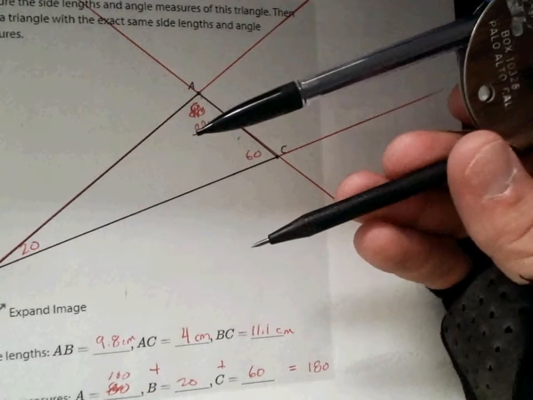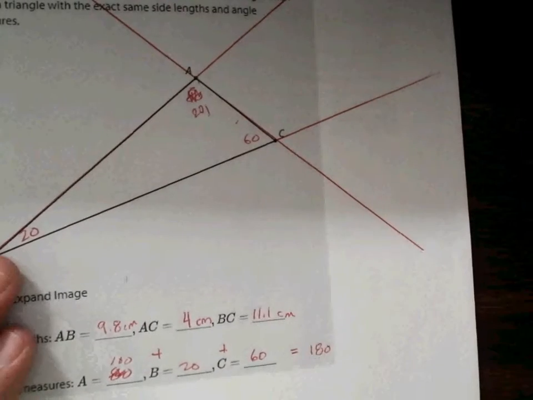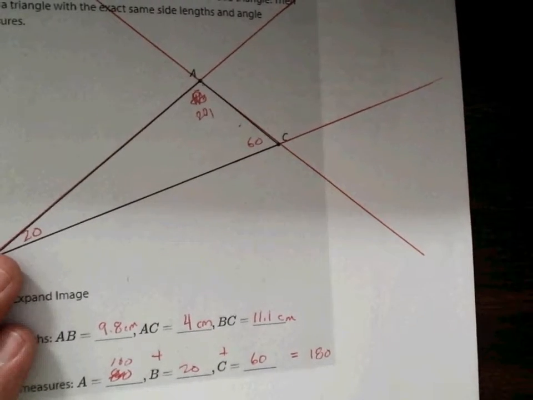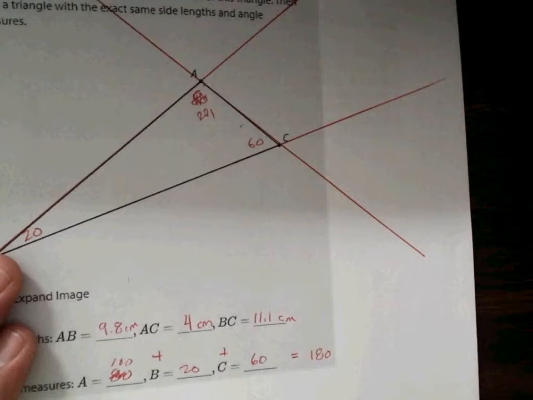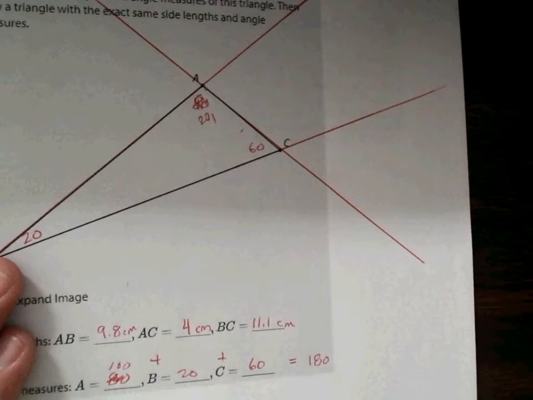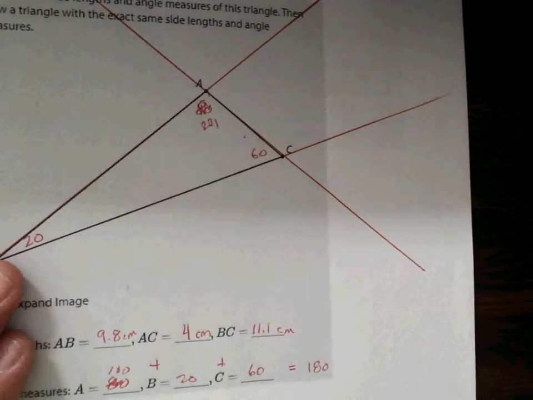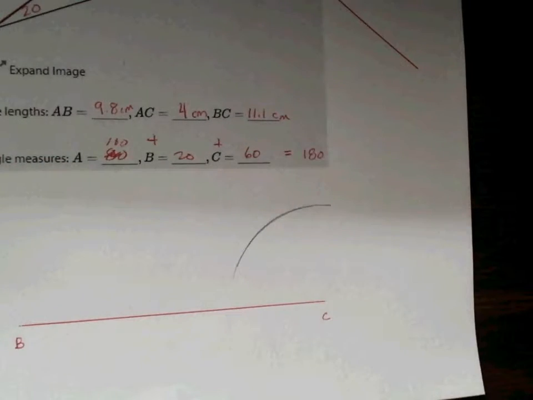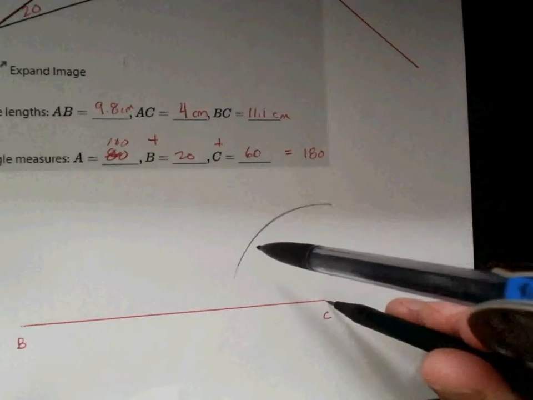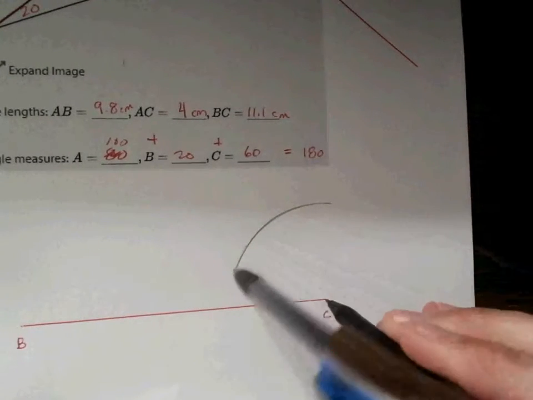So I'm going to put my point back at C. I don't have to draw the whole thing. You'll see why in a minute. And that is going to represent the length. I just put my point here at C, and I arced it. That's all I did. Okay?